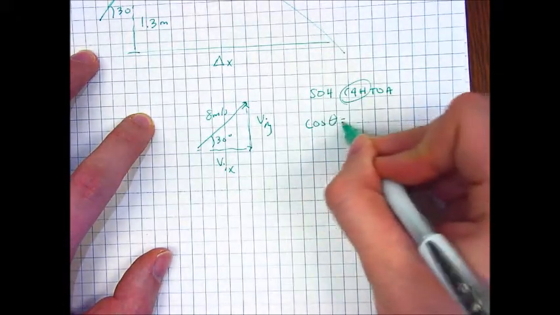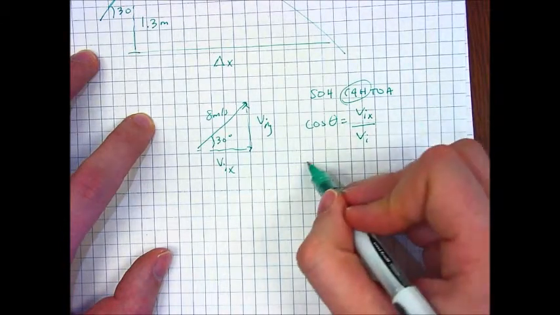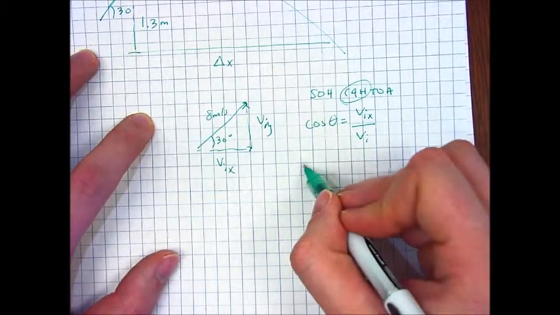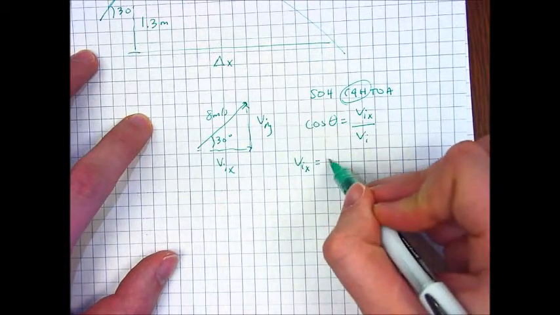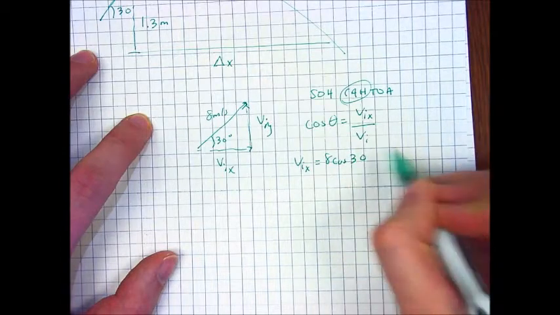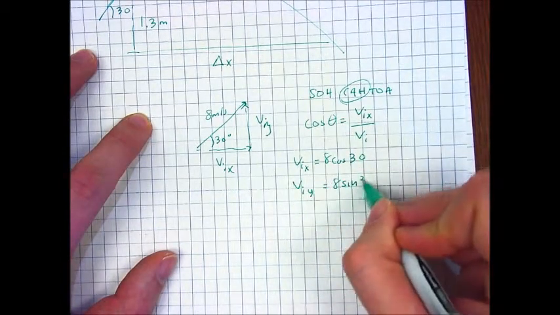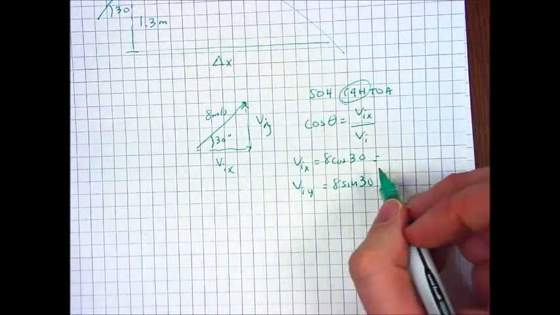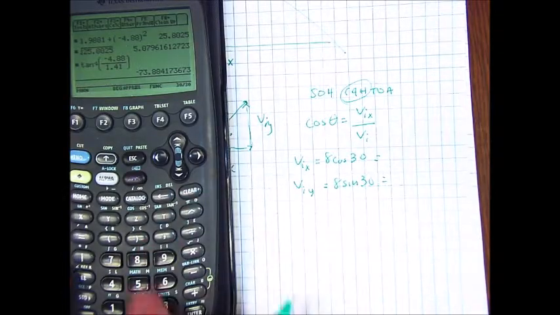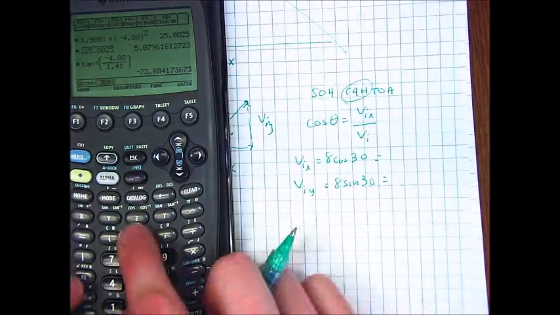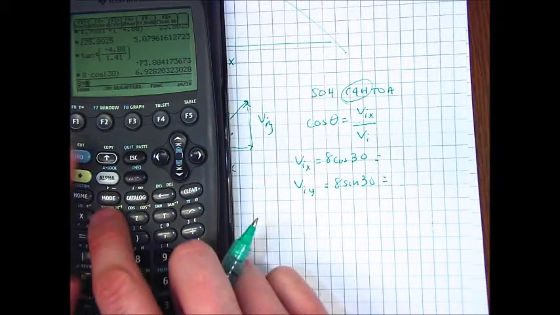So it's cosine of theta is equal to v initial x over v initial. We're going to go ahead and plug everything in and rearrange, and we'll get v initial x is equal to 8 times cosine 30. You'll find that v initial y is just 8 times sine 30. So I'm going to go ahead and plug that into my calculator. So I have 8 cosine of 30. Make sure you're in degree mode. And 8 times sine of 30.